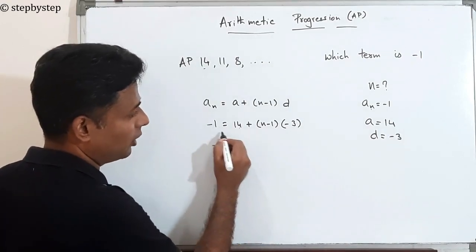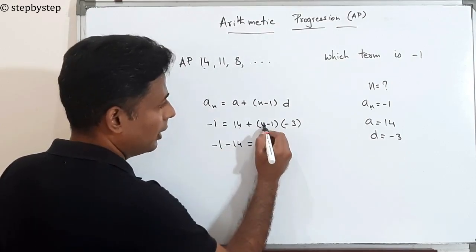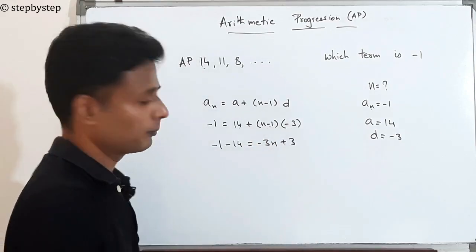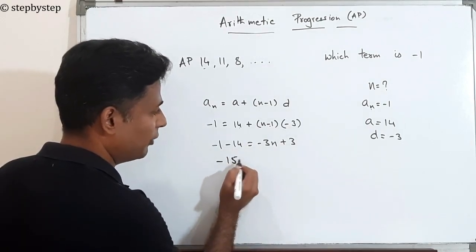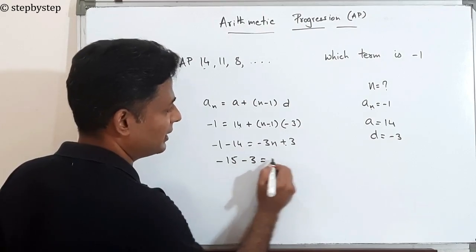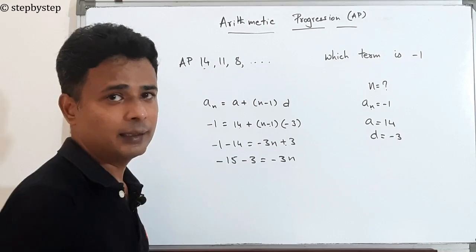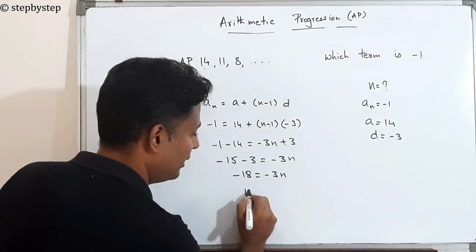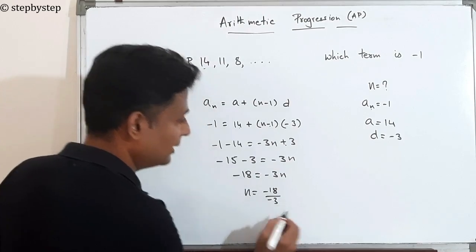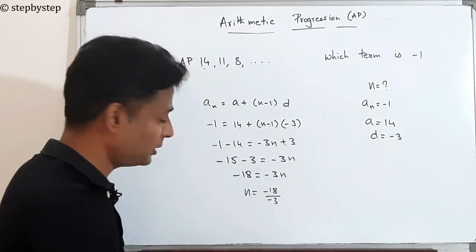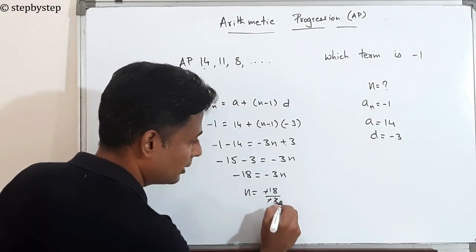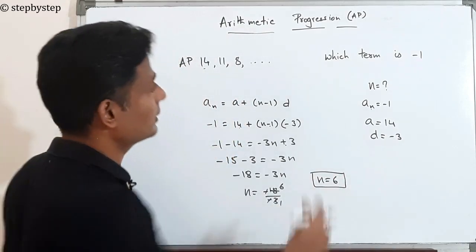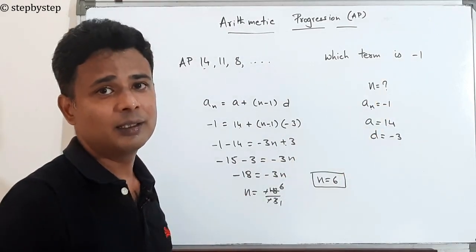So now I'll transpose 14 on this side. It becomes minus 14, n into minus 3, minus 3n, minus 1 into minus 3, plus 3. Minus 1 minus 14, minus 15, plus 3 when I bring it this side, it becomes minus 3 equal to minus 3n. So we get minus 18 equal to minus 3n. So n will be equal to minus 18 by minus 3. This is multiplication. When you transpose, it becomes division. Minus minus sign cancels. 3 sixes are 18. So n is equal to 6, which means minus 1 is the sixth term.